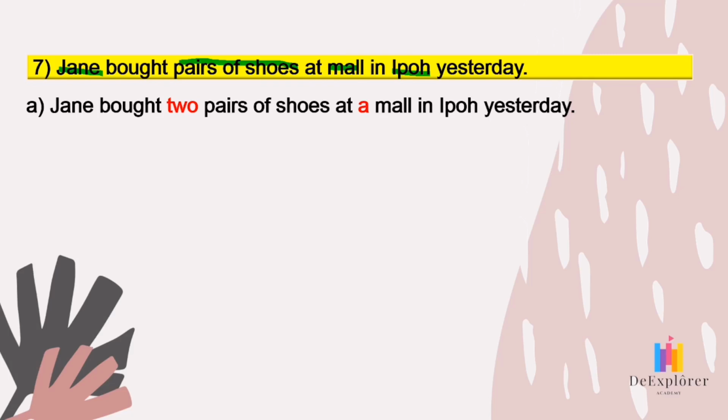Take note that Jane and the word Ipoh have no article, no quantifiers or determiners in front of them. Why? Because Jane and Ipoh are proper nouns. Proper nouns do not need anything in front. So we just write Jane, not the Jane or a Jane. It's just: Jane bought 2 pairs of shoes at a mall, a supermarket, in Ipoh yesterday.